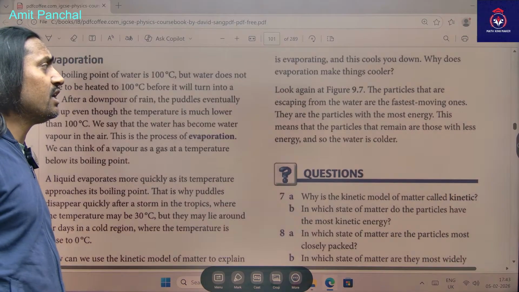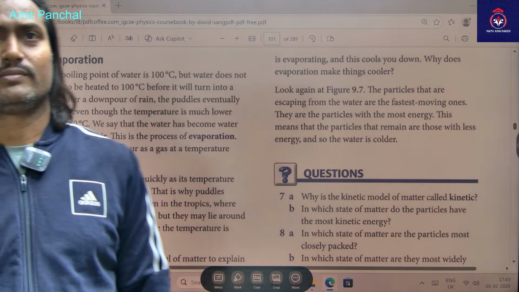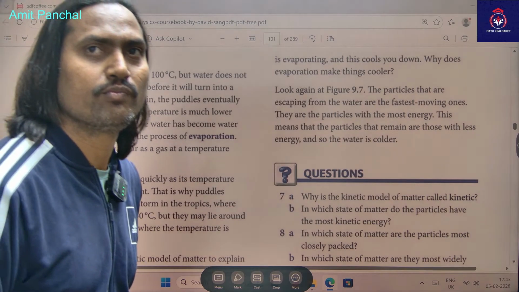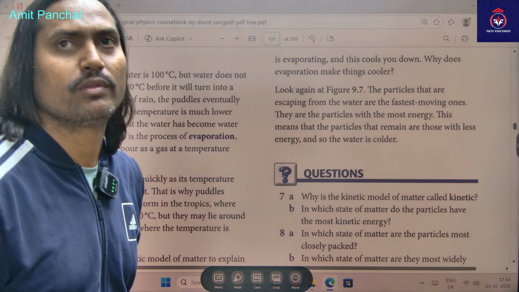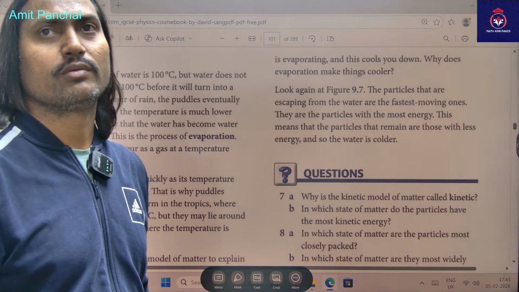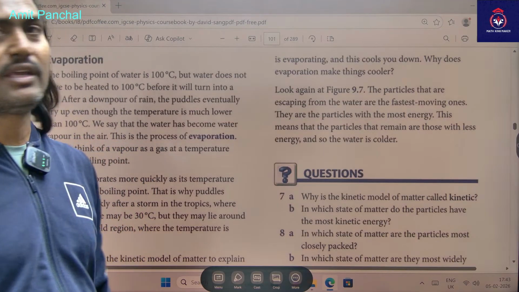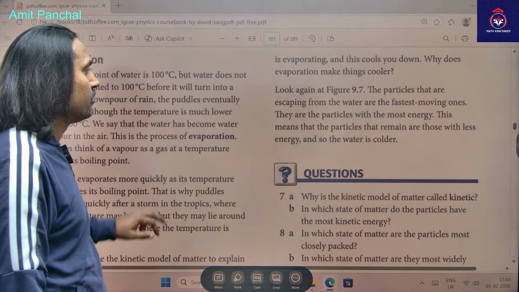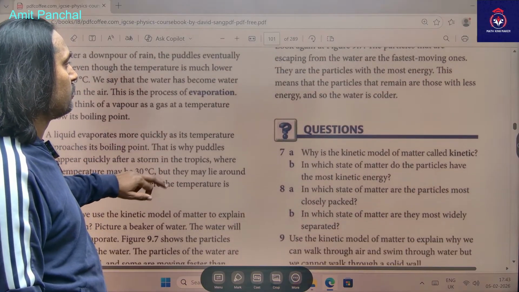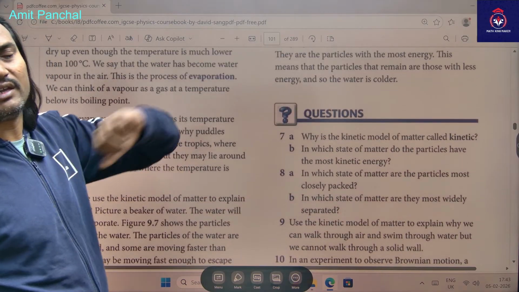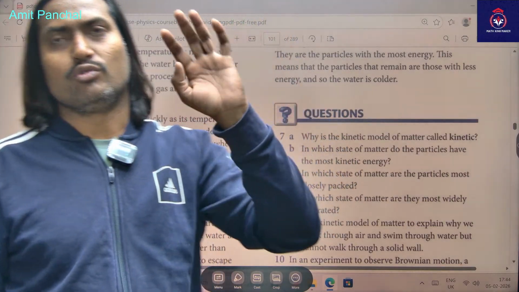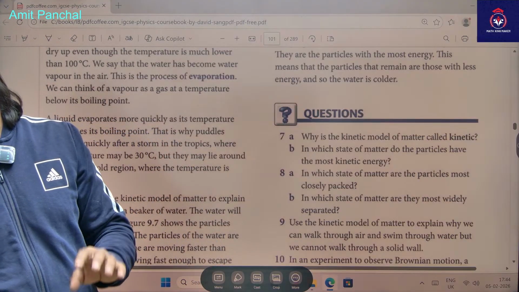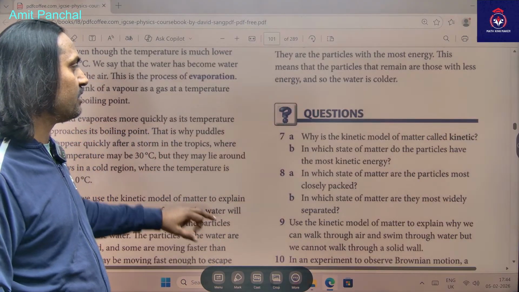Now, why does evaporation make things cooler? Because the kinetic energy of the particles causes the molecules to rise. After they have risen, the energy decreases, so the temperature is going down. They are taking energy and going away, so whatever particles we are left with will have lesser energy.